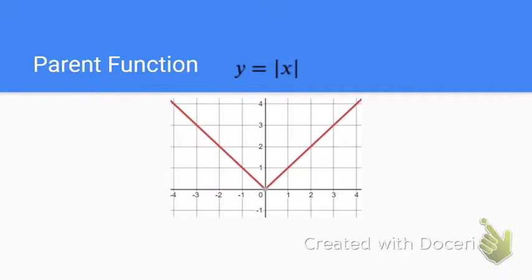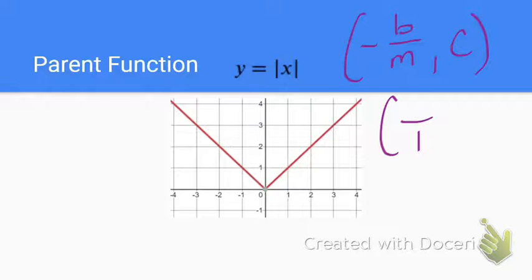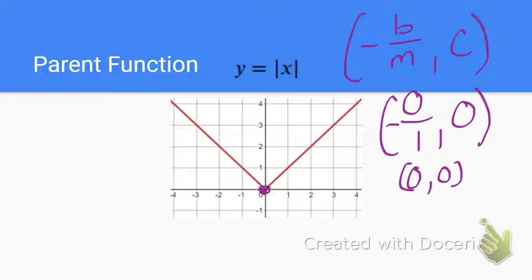The graph is to find some points. So let's recall from yesterday. To find the vertex, it's the opposite of the B over the slope, comma the C. What is my slope for just X? Do you know? What's the slope for just X? It's 1. Okay? What's my B? 0. What's my C? 0. So the vertex, as you can see on this graph, is 0, 0.